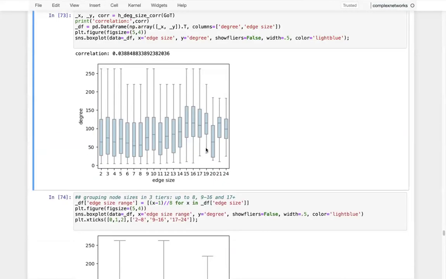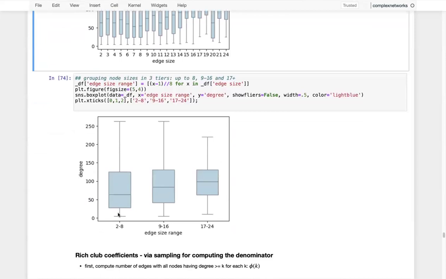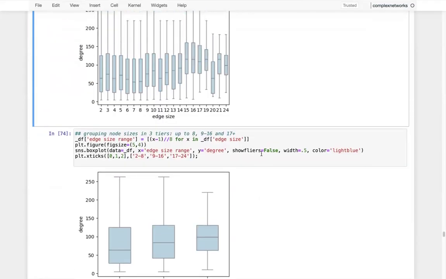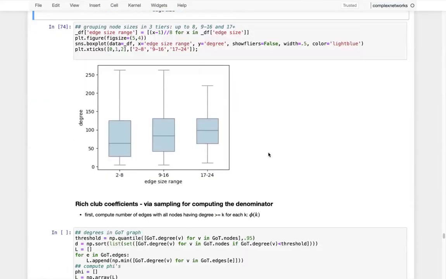Even if we group the edges into 3 different ranges for the size, so edges 2 to 8, 9 to 16, and 17 to 24, the degree distribution increases, but very, very slightly. So there's positive correlation, but very, very small.